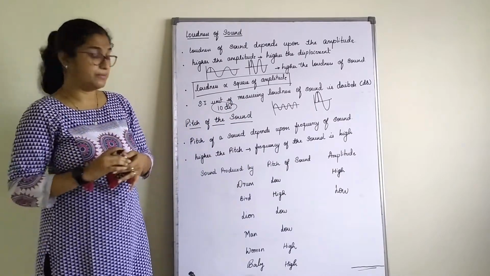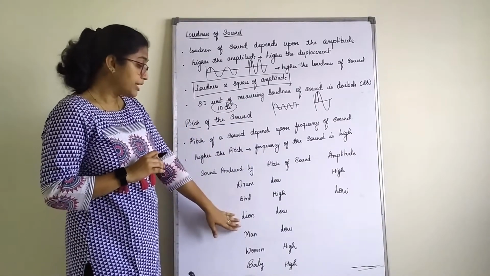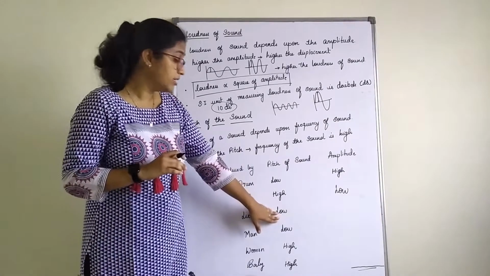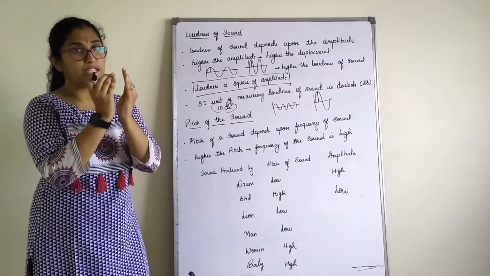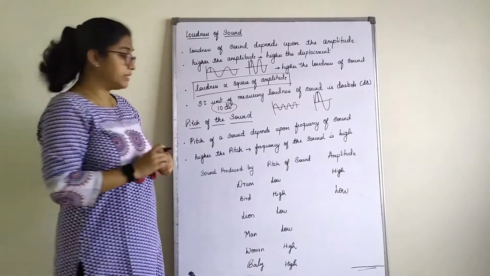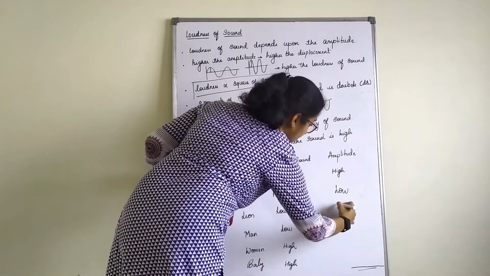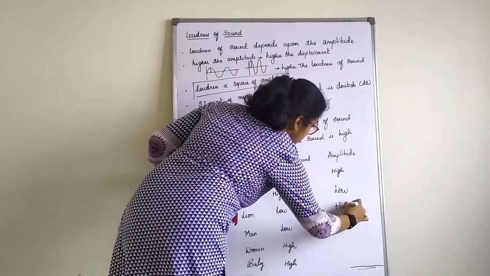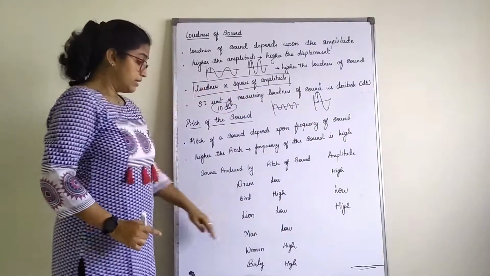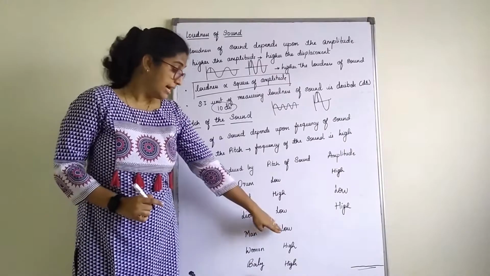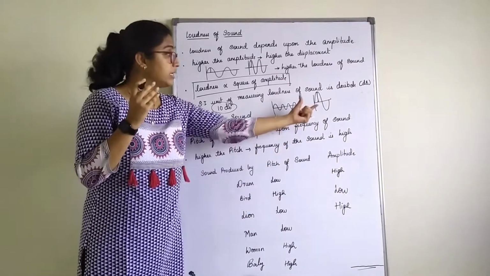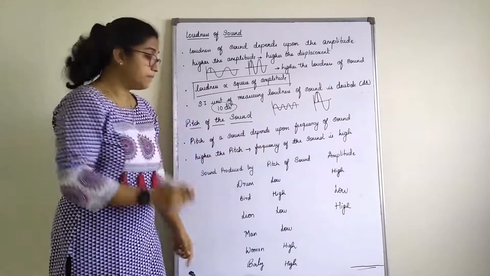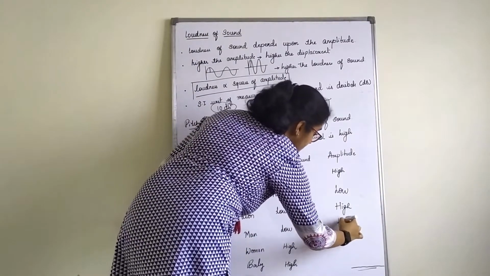A small example. Next, the roaring of a lion has a low pitch. That means low pitch, less frequency. What about amplitude? Amplitude is high. Sound of a man has a low pitch. If he has a low pitch, lesser frequency, amplitude is high.